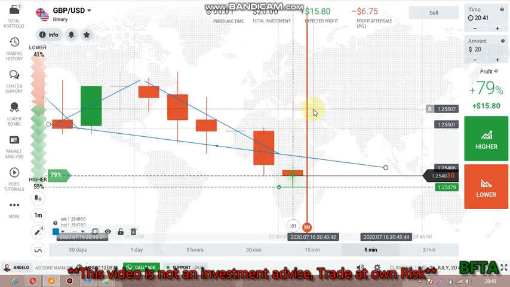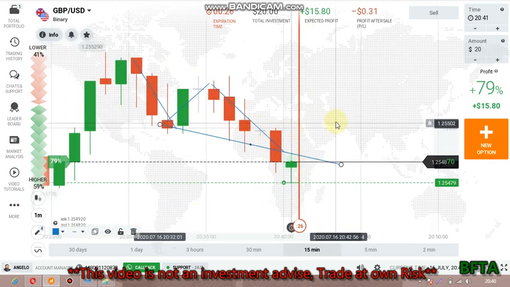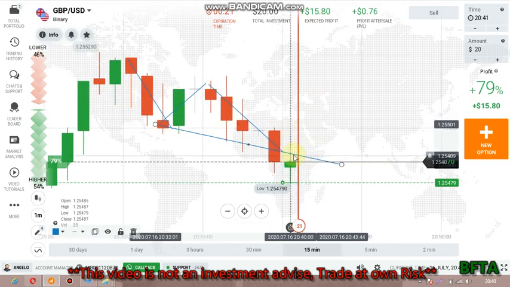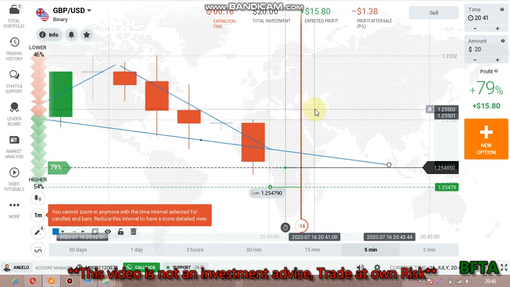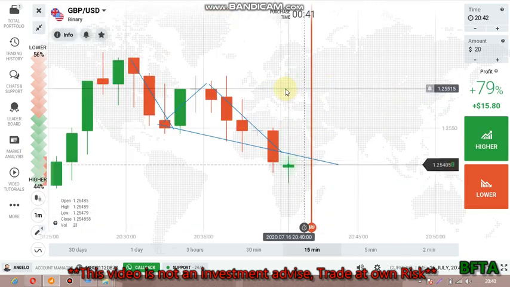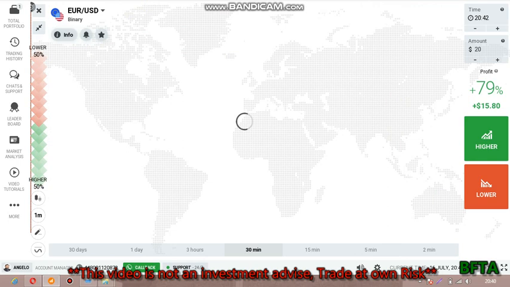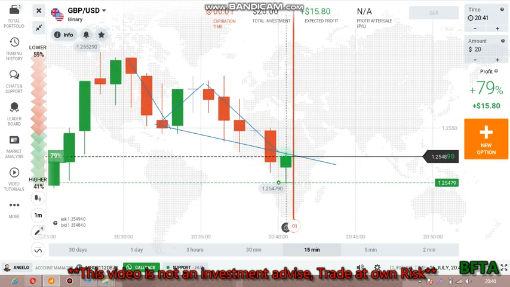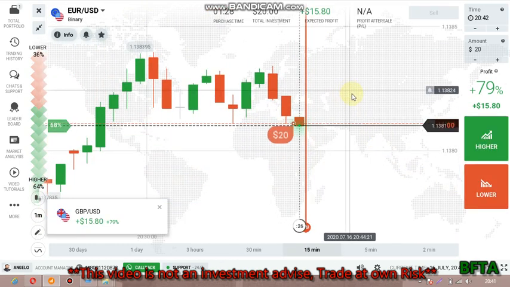So the trend is going down, but in this kind of situation, as a binary trader, you have to observe the market movement by predicting each candlestick. If I am a forex trader, if it is a forex platform, I would have placed sell. Okay. So I'm going to place put option.